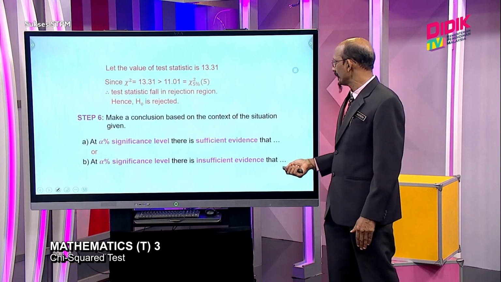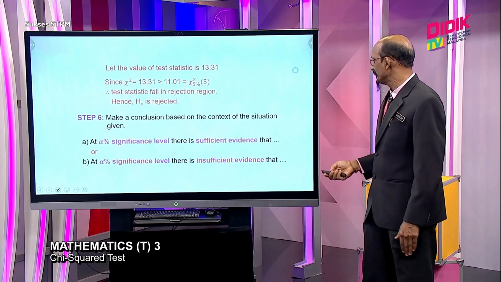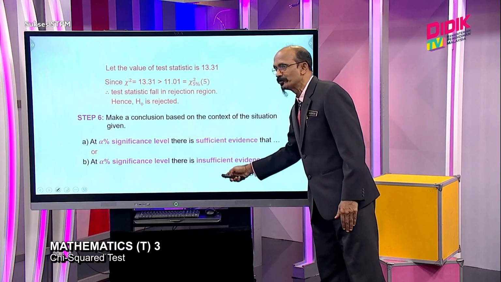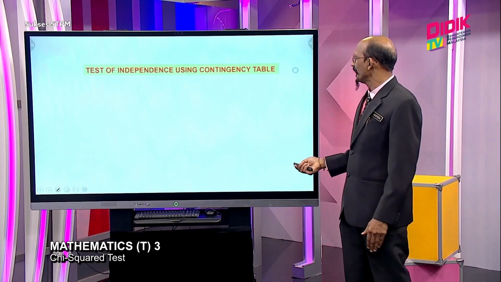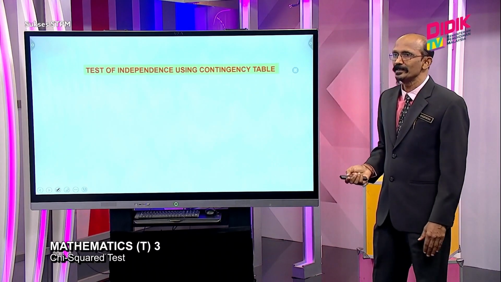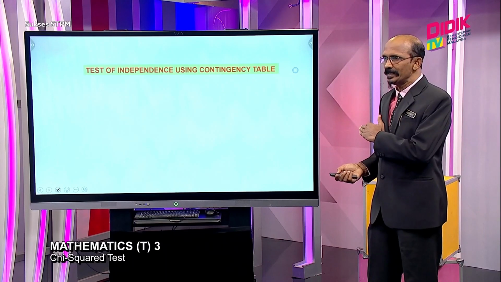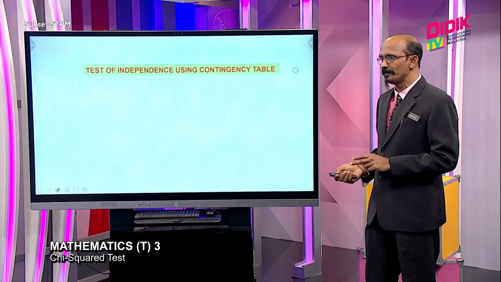Okay, I can write something like this. At the significant level, there is insufficient evidence. Only these 2 words can be used. No other word can be used. Then the test of independence in a contingency table is basically testing the relation between 2 variables.